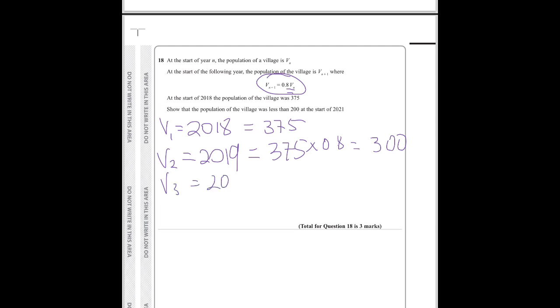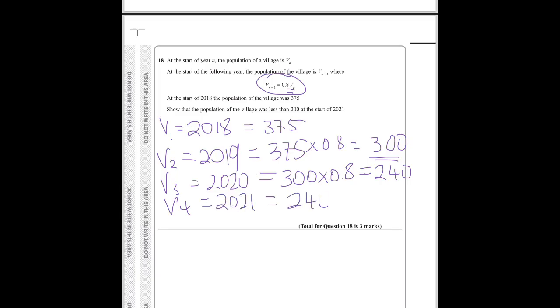So 2020, you take the previous year, 300, and you times it by 0.8, and you get 240. And then 2021, 240 times 0.8. Now, hopefully it's a number less than 200. If it is, then we're flying. It's 192. So that's our answer. We've shown that at the beginning of 2021, it's 192, done.